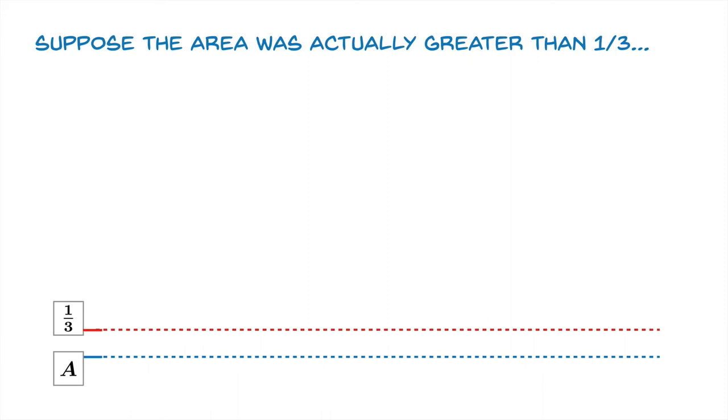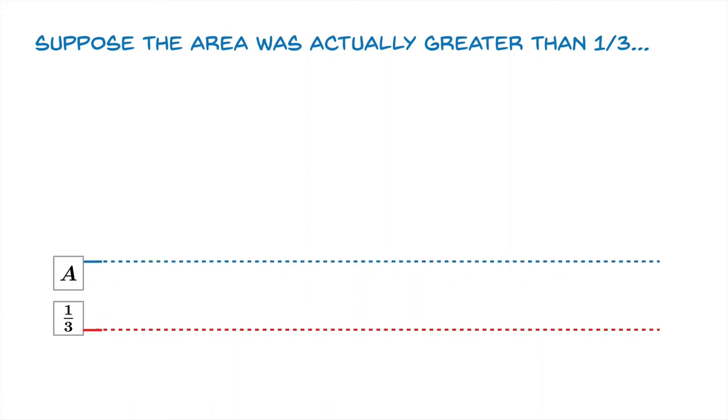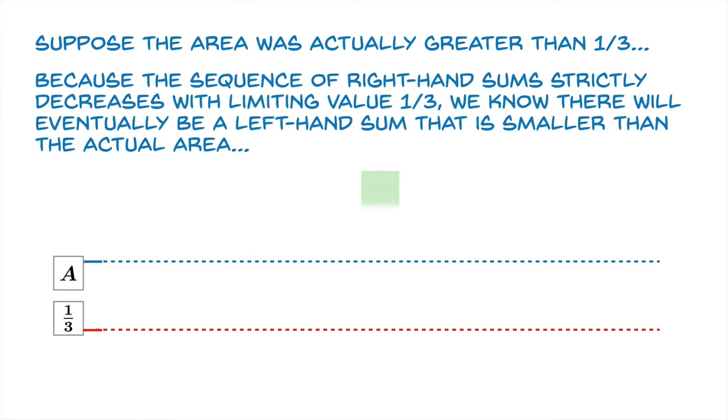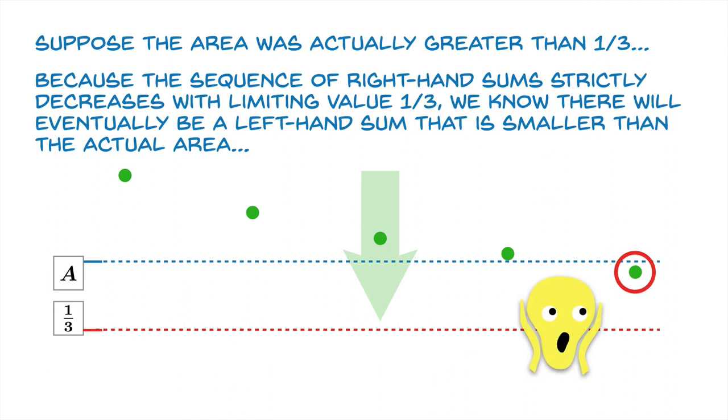Suppose the area was actually greater than 1/3. So suppose that the horizontal line for the area is actually above the horizontal line for the asymptote. Well, because the sequence of right-hand sums strictly decreases, and we know that its limiting value is a third, we know there will eventually be a right-hand sum that is smaller than the actual area. So the way to think about it is this function has to make progress, so to speak, towards the line y equals 1/3. And that means eventually you will find one of these terms below the line y equals a.